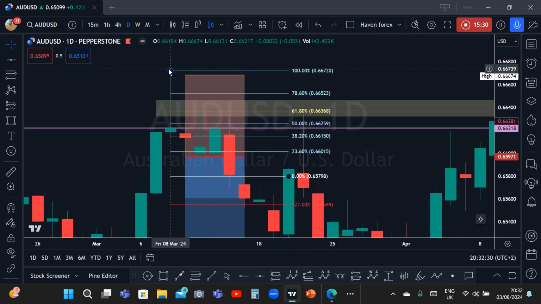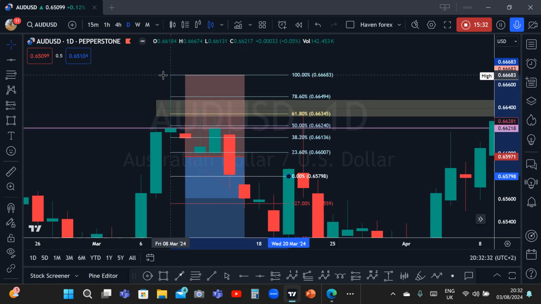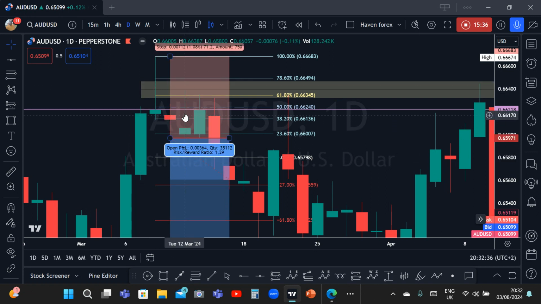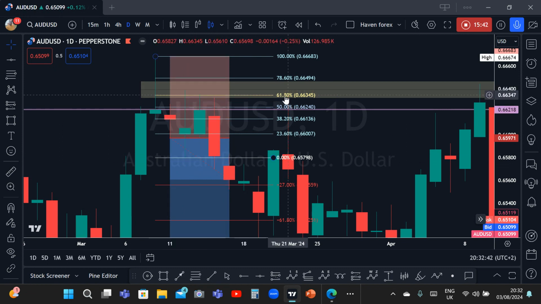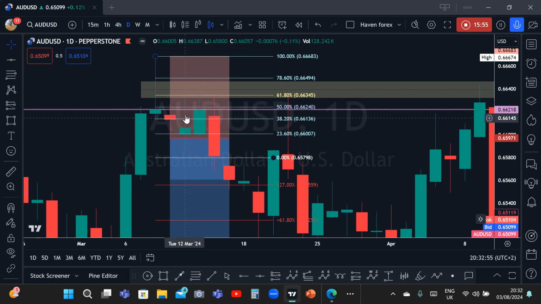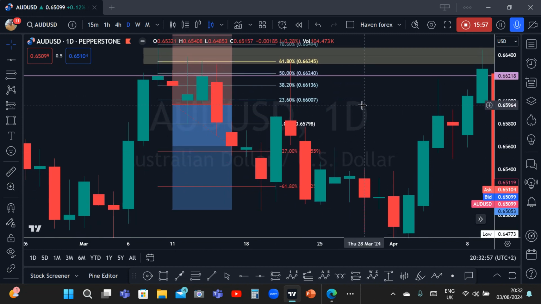Now you see that at this point, price reversed from here. There was a little pullback. All right, there was a little pullback. Look at it. It stopped at the golden level, 61.8%. You can see it, even if you wick a little above it, price still rejected. So it found a resistance here.